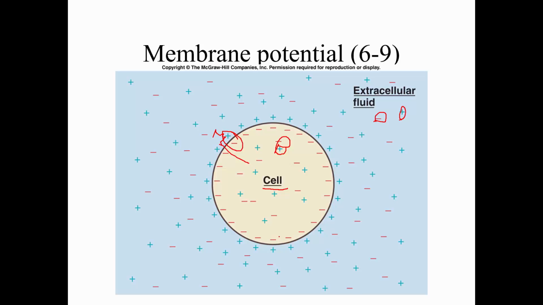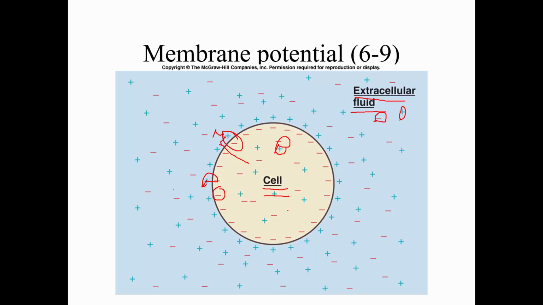Technically, if you add up all the charges inside the cell, it should sum to 0. If you sum up all the charges in the extracellular fluid, it should add up to 0. However, if you notice in this cell, there are positive charges on the outside of the cell. There are negative charges on the inside of the cell. This is a separation that occurs only at the membrane. Overall, the intracellular fluid is neutral. The extracellular fluid is neutral.